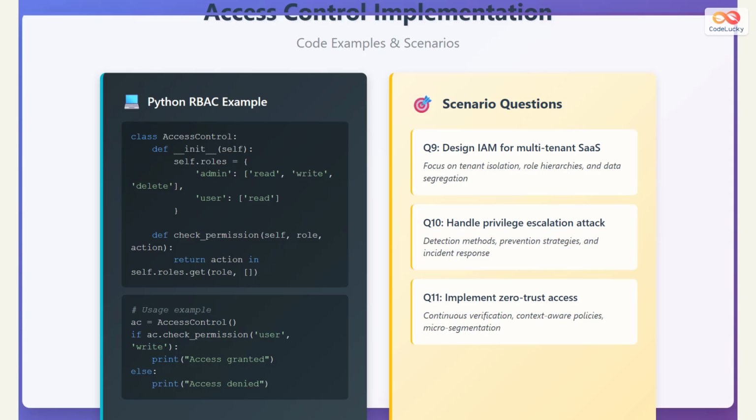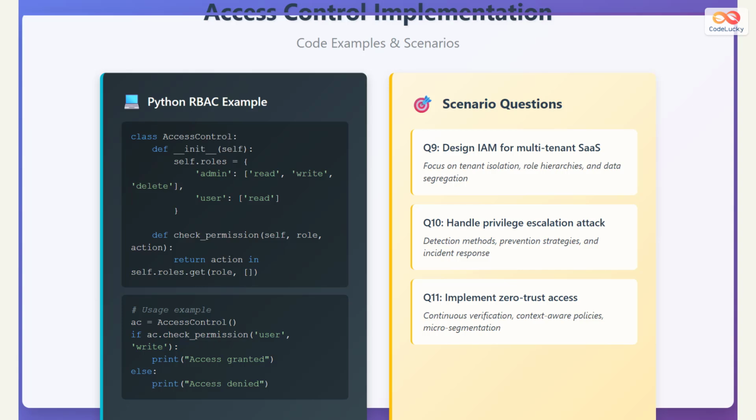Let's examine a practical Python RBAC example. The access control class initializes with roles dictionary containing admin permissions for read, write, and delete operations, while users only have read permissions. The check_permission method verifies if a specific role has the required action permission. In the usage example, when checking if a user role can perform write operations, access would be denied since users only have read permissions. Scenario-based questions test practical knowledge.